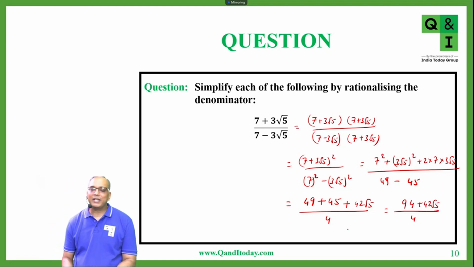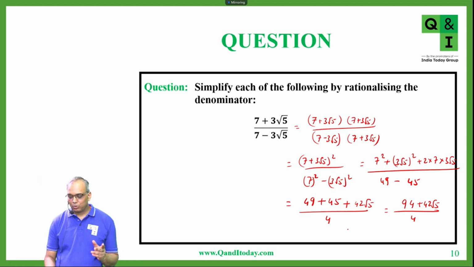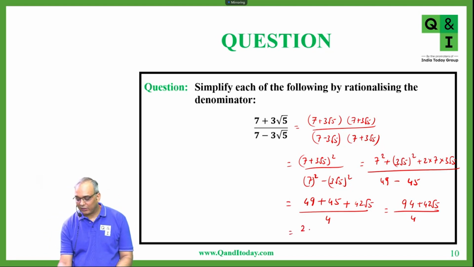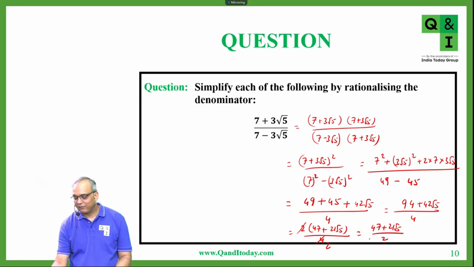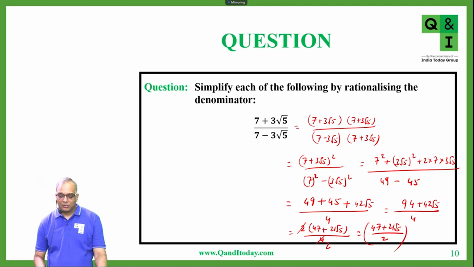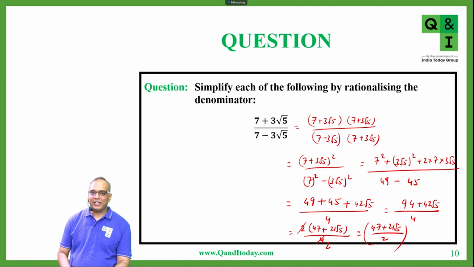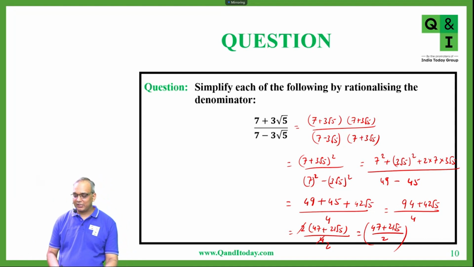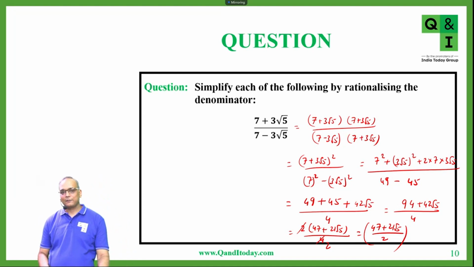So in the numerator, you can take 2 as common. So 2 is a common factor. Let us take it outside. So we have 47 plus 21 root 5 divided by 4. So 2 gets cancelled here. So we have 47 plus 21 root 5 divided by 2. So this is the simplified form where you have rationalized the denominator. And this is the answer for this question.